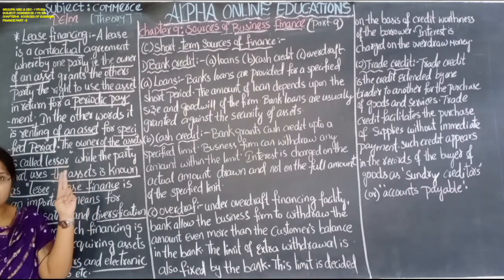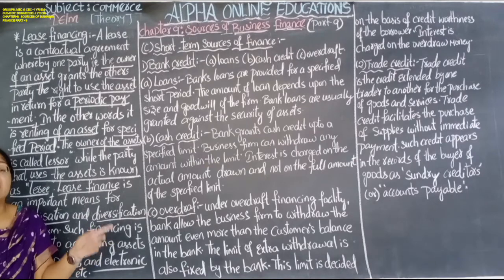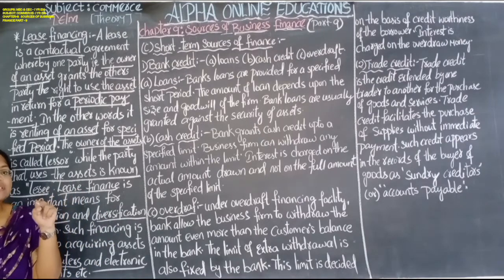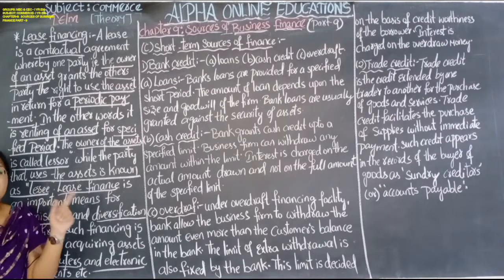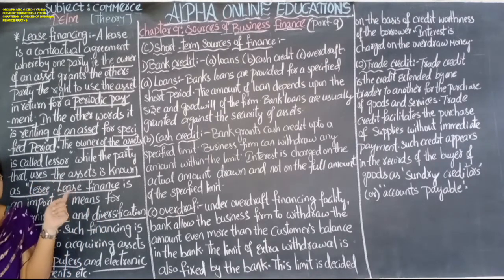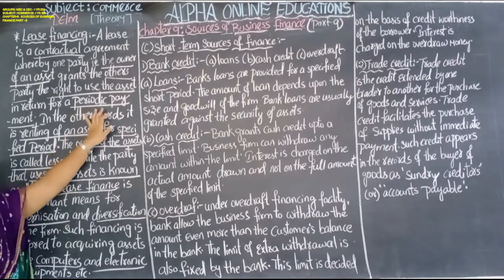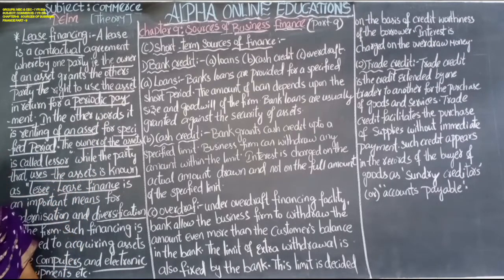It is an agreement between the two parties. The owner of the asset is known as lessor, and the person who uses that asset is known as a lessee. The lessee will pay the specific amount, periodical payment, to the lessor, who is the owner of the asset.